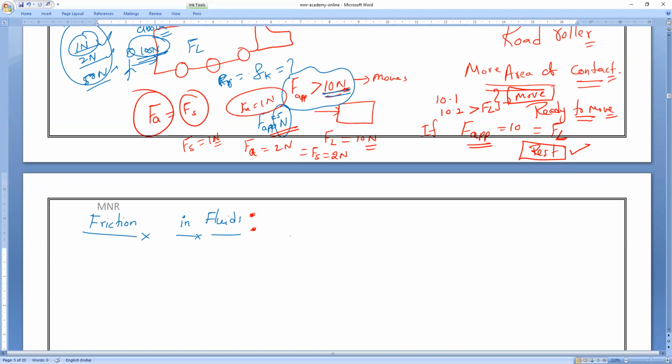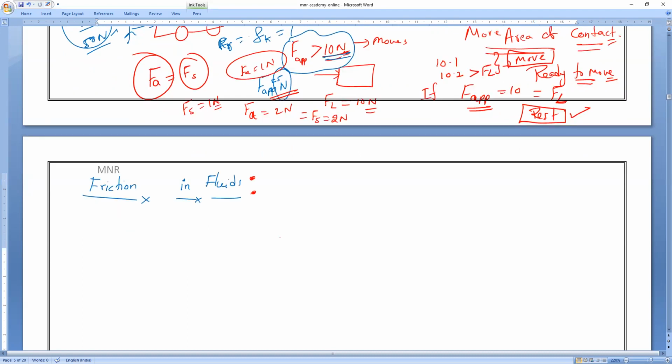Okay. So then, friction in fluids. Do you think only solids will exert friction, or will fluids also exert friction? First of all, I want to give you the definition of fluid. Can anybody tell what you mean by fluid, with examples, please?